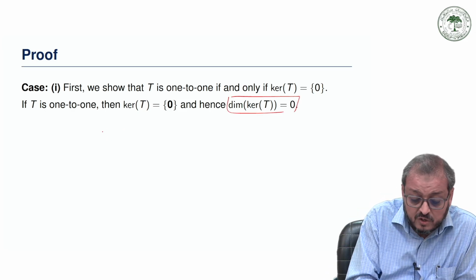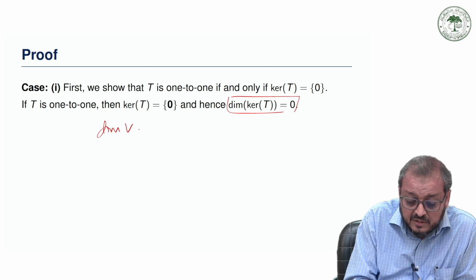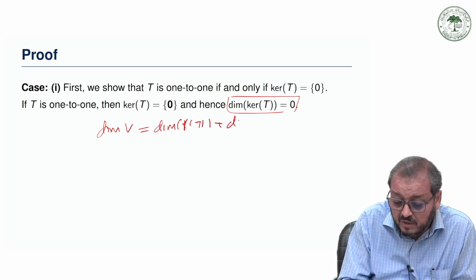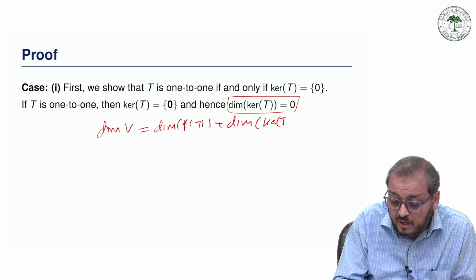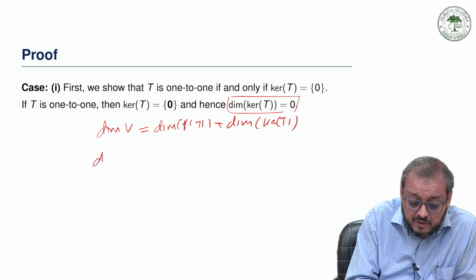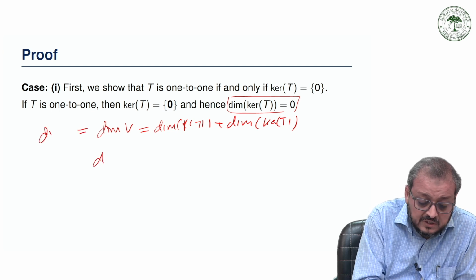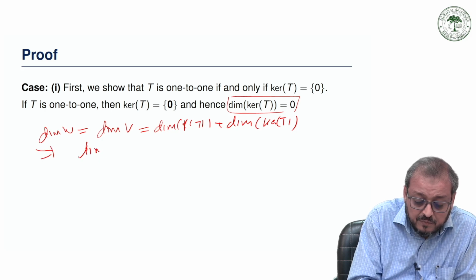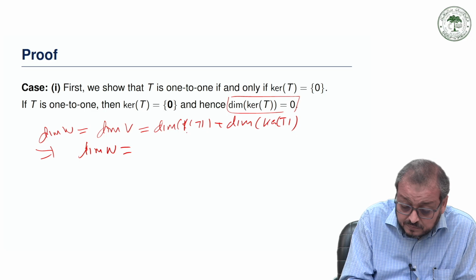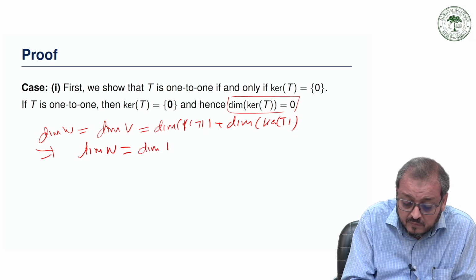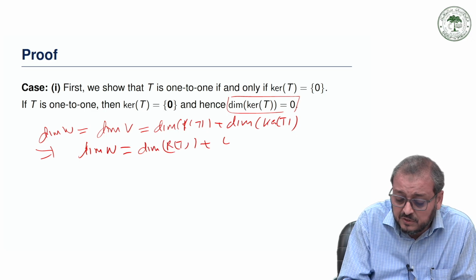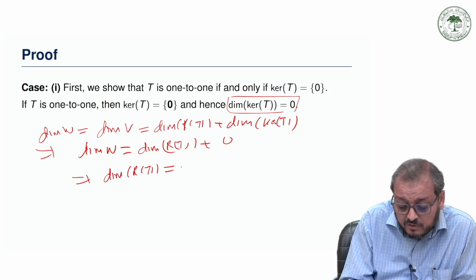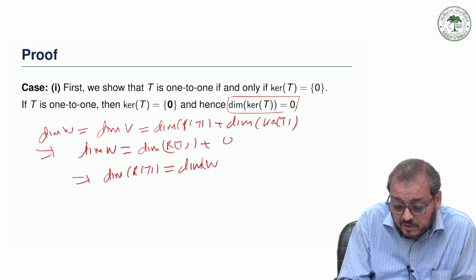Then by the rank-nullity theorem, we can say that the dimension of V is the same as the dimension of the range of T plus the dimension of the kernel of T, and the dimension of V is the same as the dimension of W. So, this implies that the dimension of W is the same as the dimension of the range of T plus 0, and this implies that the dimension of the range of T is the same as the dimension of W.